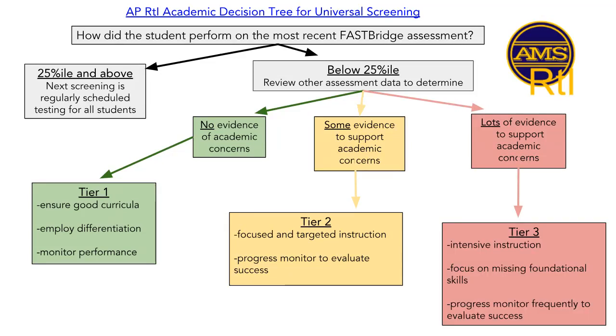The red, or third path, would show that there were many concerns, academic concerns, with regards to this student. This student would be placed in a Tier 3 intervention that is intensive and focused on missing foundational skills. Again, progress monitoring would be used frequently to ensure the student is benefiting from this instruction.